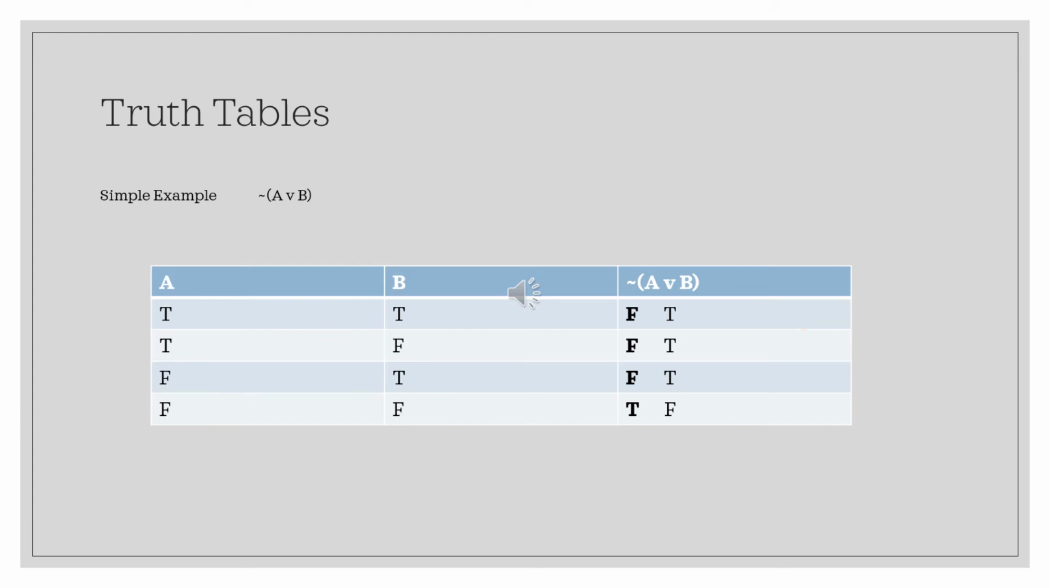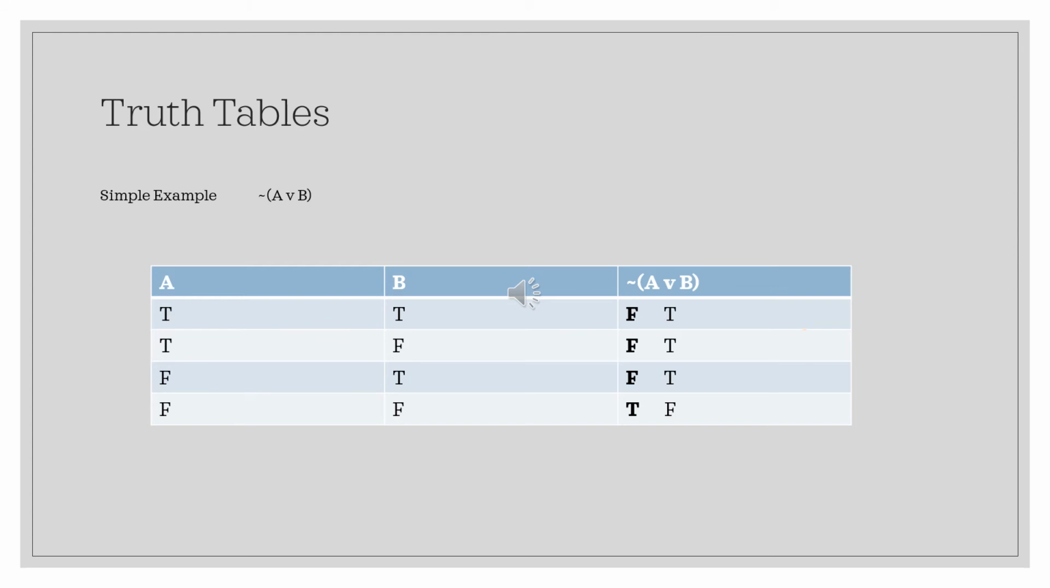Now looking at our table, A is true or B is true in the first 3 rows, and only on the 4th row is A false and B false. So we can write that down in our final column: A or B is true in the first one, true in the second, true in the third, and false in the final one.